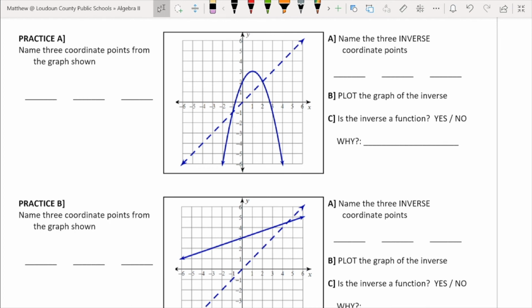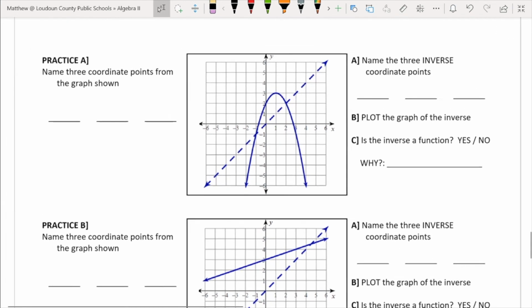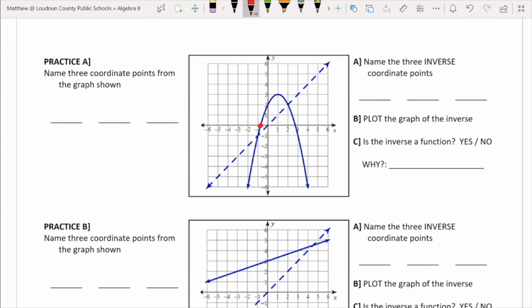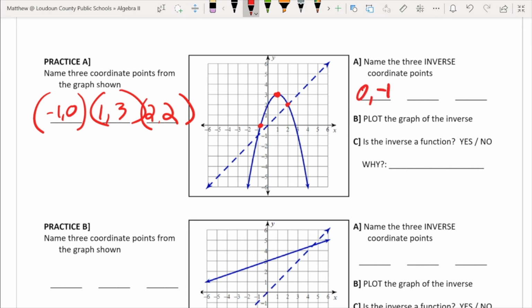All right. Okay, so name 3 points on here. So we're going to go right here, and where else does it cross? Right there. So that's negative 1, 0, 1, 3, and 2, 2. All right, name the 3 inverse coordinate points. So 0, negative 1, 3, 1, 2, 2.